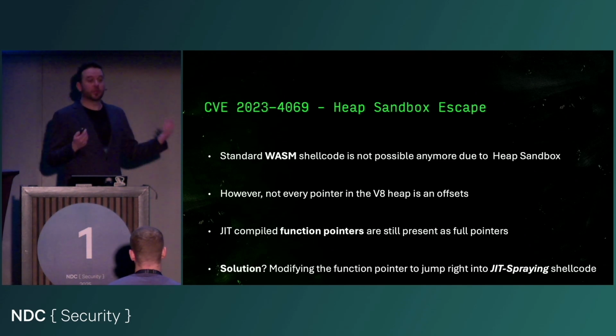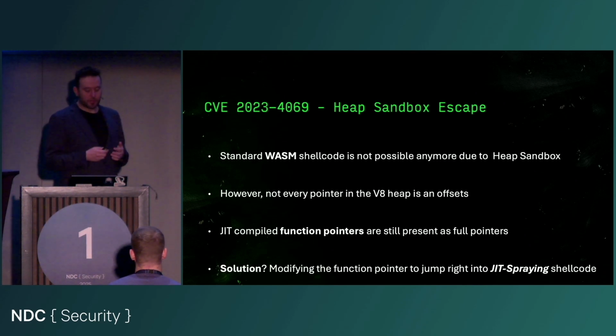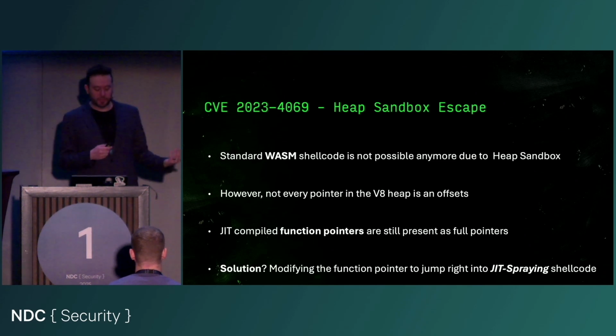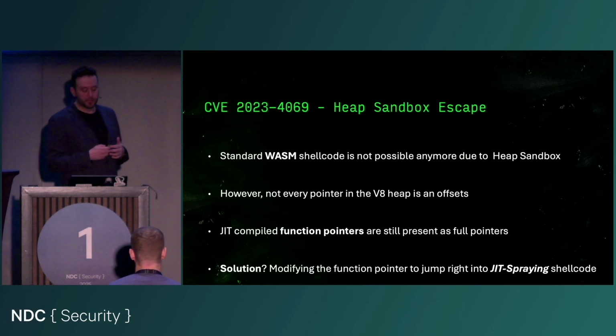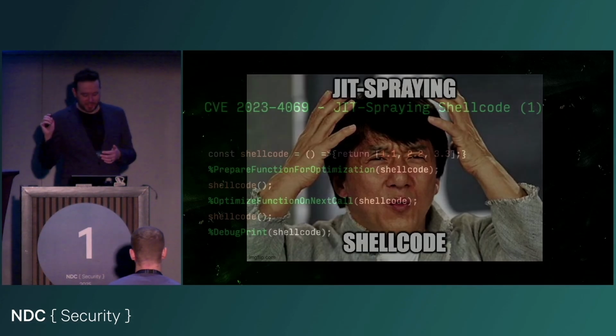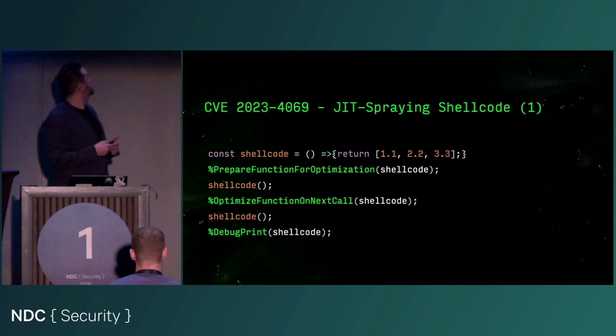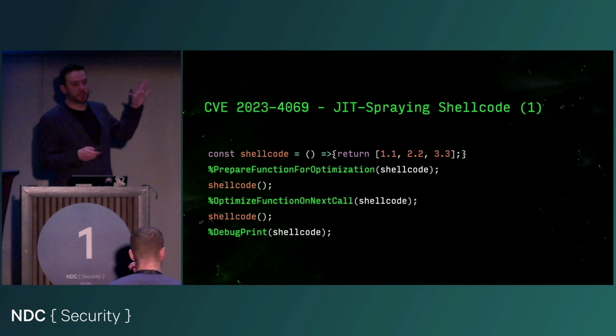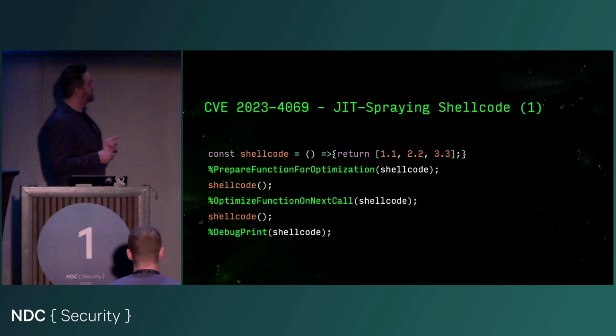Solution: how do we deliver our shellcode? Whenever we start to exploit our bug, how do we deliver our shellcode? By modifying the function pointer to jump right into JIT spray shellcode. What is actually JIT spray shellcode? Let's see it in practice. Here at this point, we already abused the type confusion bug to obtain arbitrary read and write in the heap. And how do we exploit it further to generate shellcode?